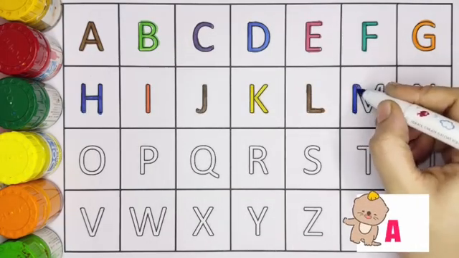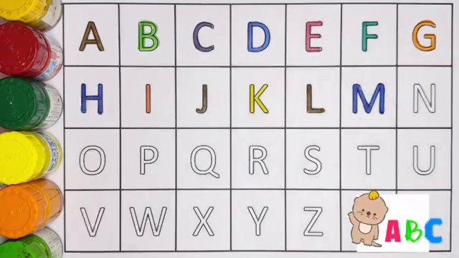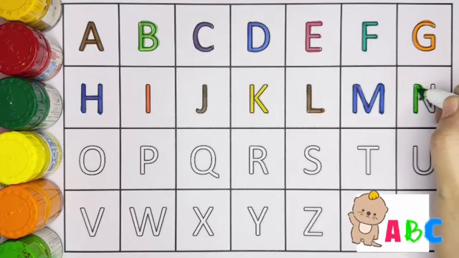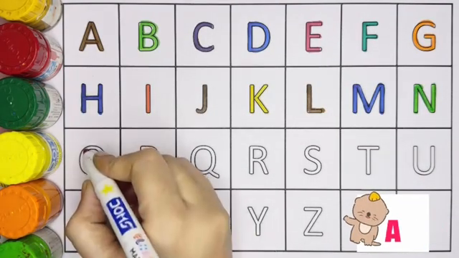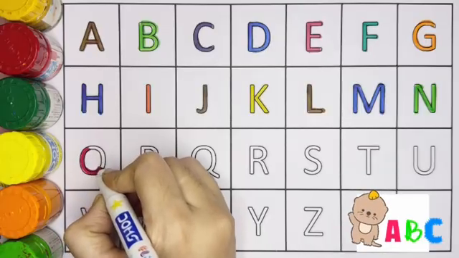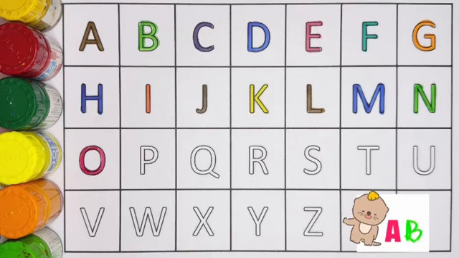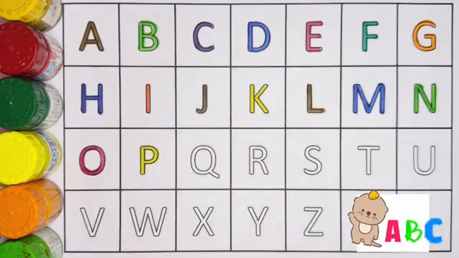M. M for monkey. Next alphabet is N. N for nest. Next is O. O for octopus. Next is P. P for peacock.